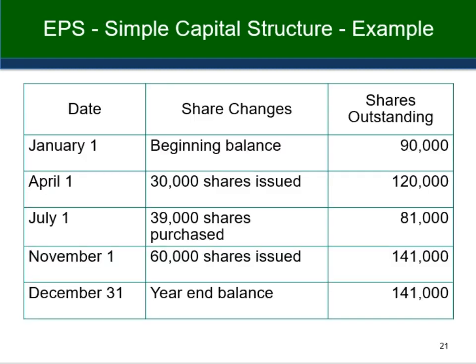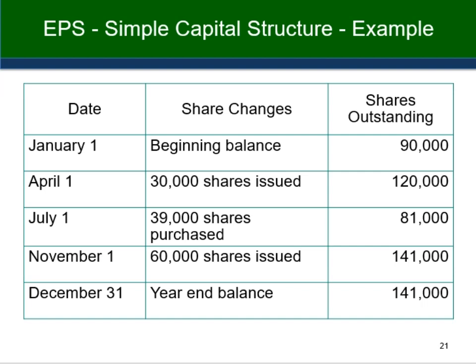So the example we have here, we have a beginning balance of 90,000. That's outstanding for the entire year. 30,000 shares are issued in April. So that's after January, February, March. That's after 1/4 of the year has gone by. July 1st is after half of the year. Another 39,000 shares are purchased. So they're purchased back. That would reduce the number of shares outstanding. November the 1st, which is after 3/4 of the year, 60,000 new shares are issued then. And our year-end balance is 141,000.